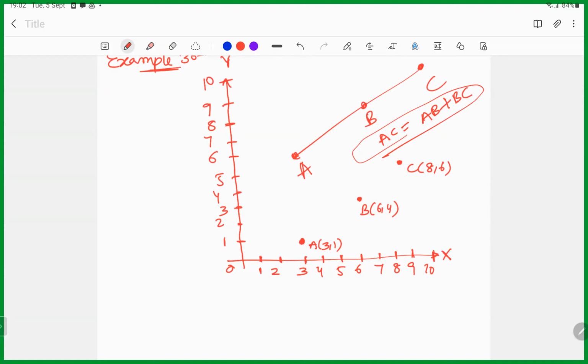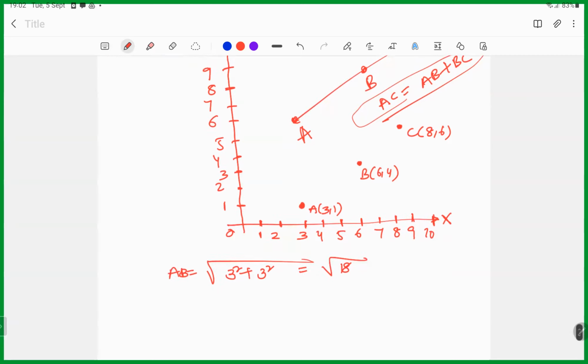Okay, this must be satisfied. Otherwise, it's not in a line. What is the AC now? AB equal to square root of 3 square plus 3 square, which is square root of 18.